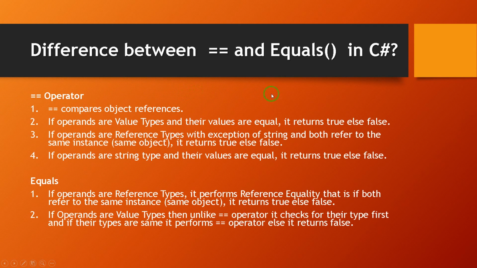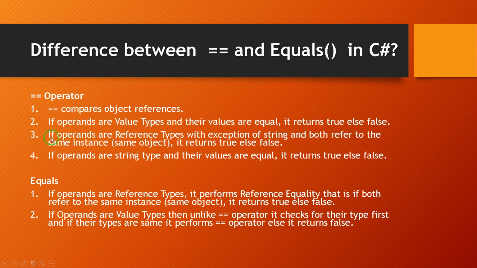Let's check some differences between equal to operator and equal method. Equal to operator compares object references. Second point, if operands are value type, and their values are equal, it returns true, else returns false.